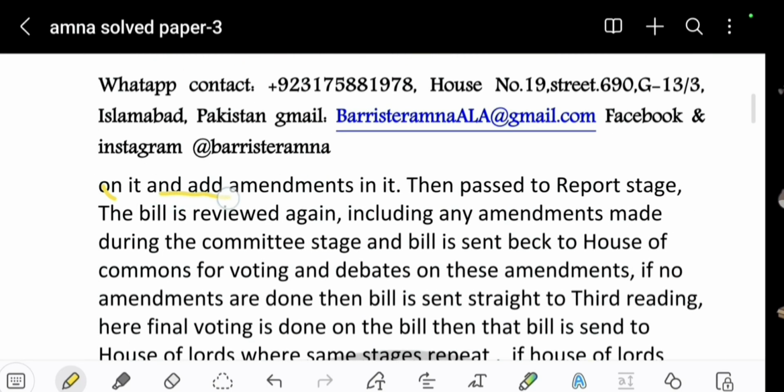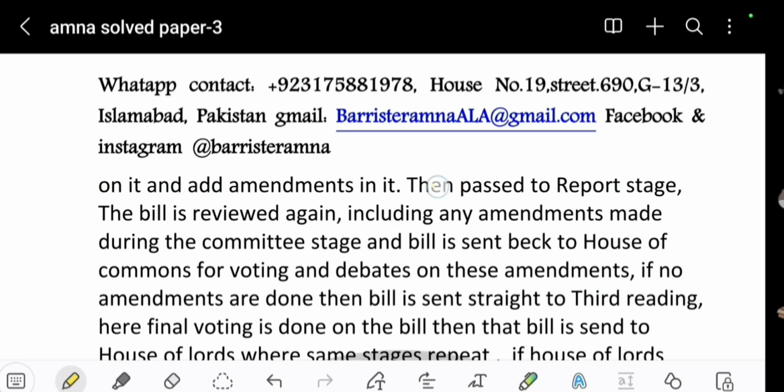Okay, and add amendments in it. Amendments means changes in the bill. So basically when the bill reaches the committee stage, the committee will check the bill and may vote on it and may apply some changes, considering that a few clauses are good, or maybe they should be changed. So these things occur in the committee stage.